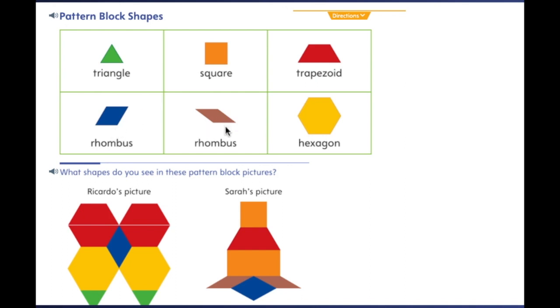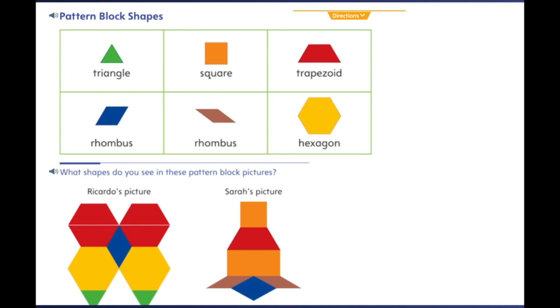This tan or brown one is another rhombus. Very good. It is another rhombus. 4 straight sides, 4 corners. And this last one, the yellow one, is a hexagon. Very good. A hexagon has 6 straight sides and 6 corners.